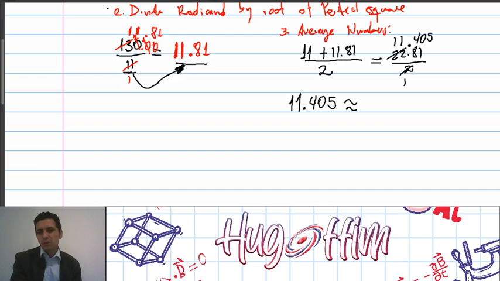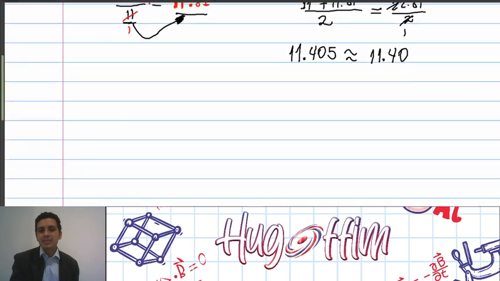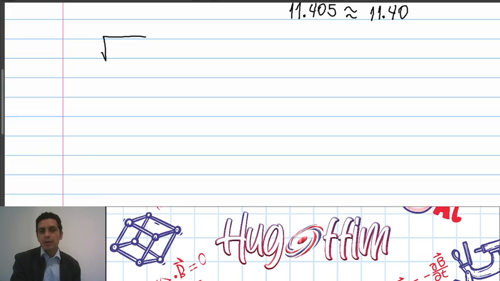Okay, so I'm going to estimate using only 1 decimal place, so it will be 11.4. So my estimation is that the square root of 130 should be about 11.4. Okay, so now let's see how good our estimation is.